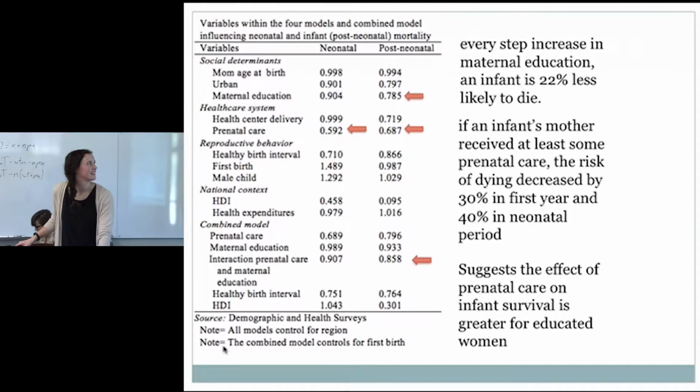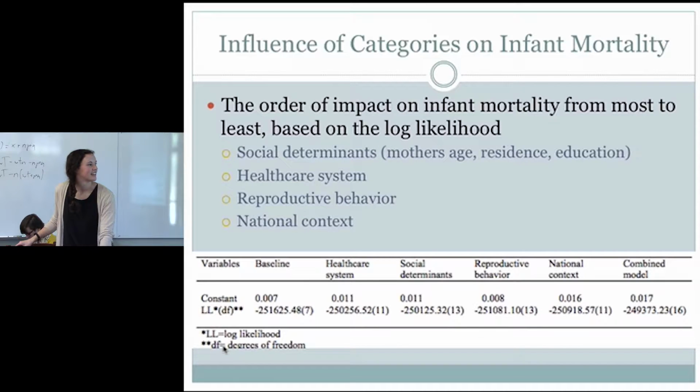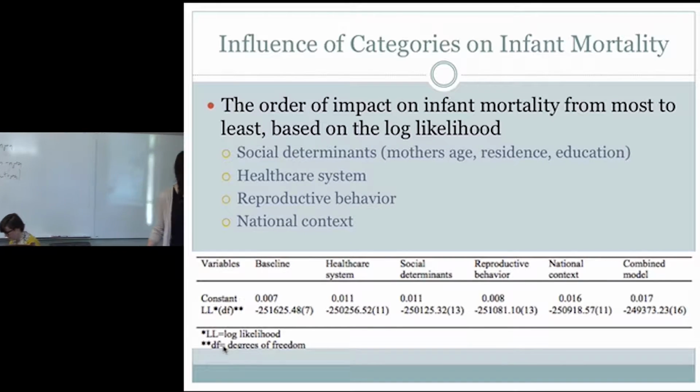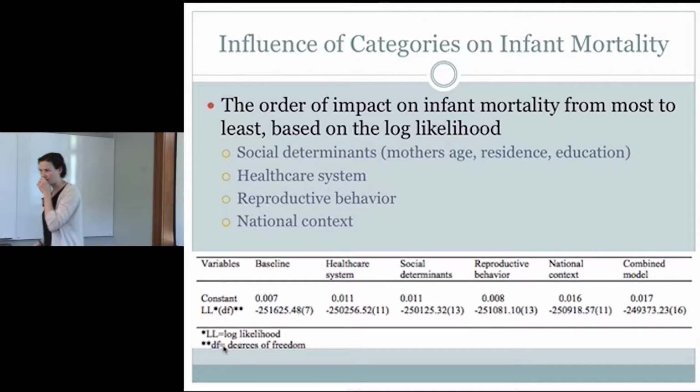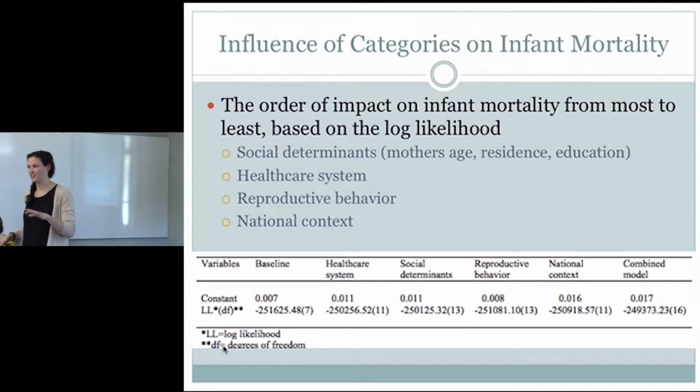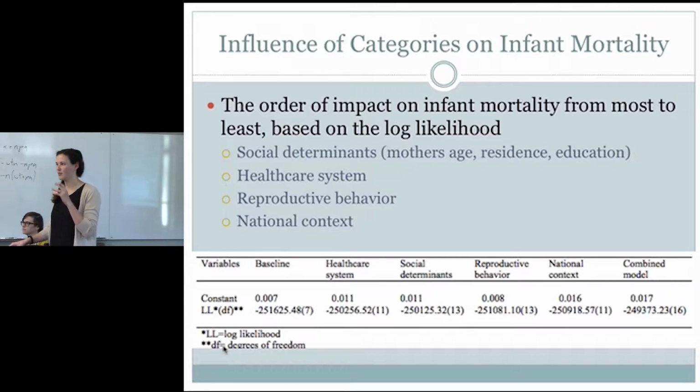Okay, so how do we see what's more important and less important? To begin, this shows that the social determinants is the most important of the four categories. Why is that? Social determinants subtracts farthest from the baseline log likelihood. If you want to see the biggest reduction in log likelihood, to see the most impact.